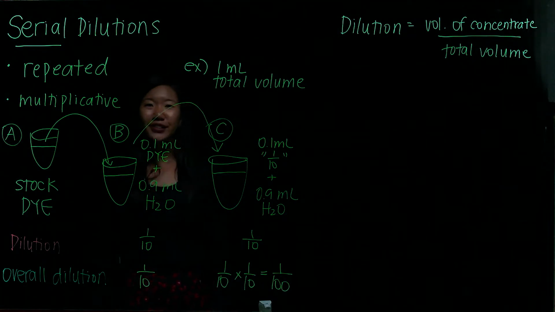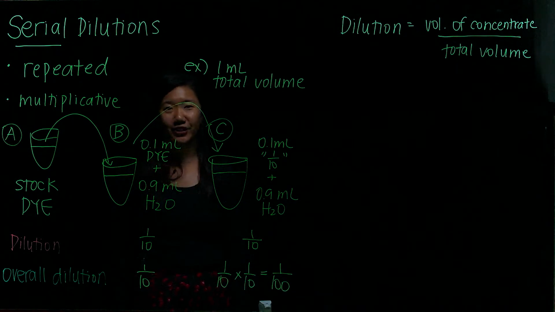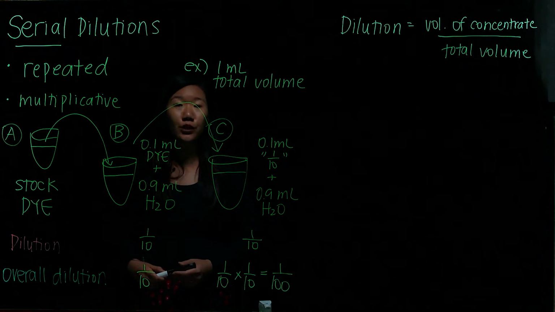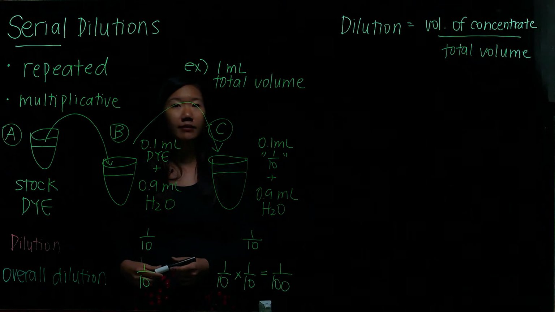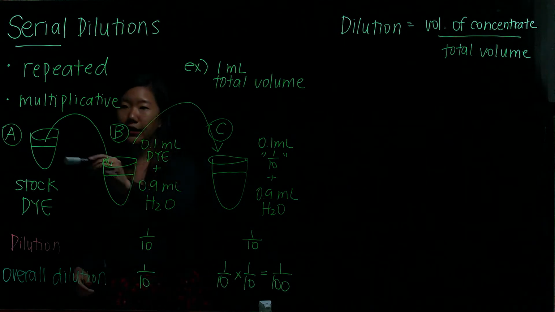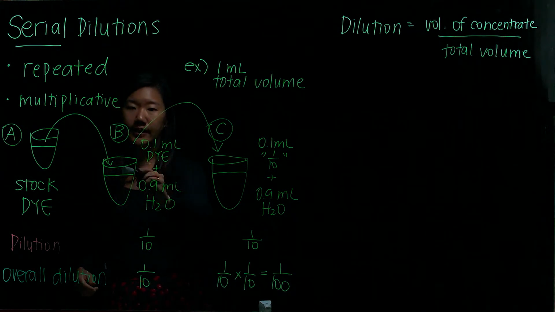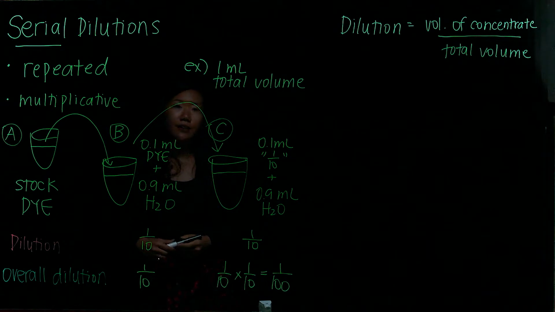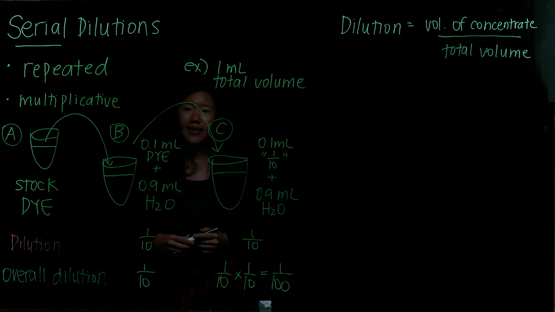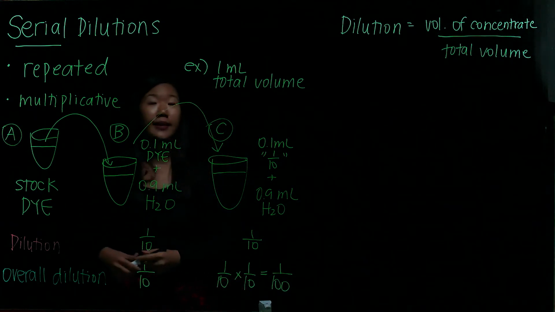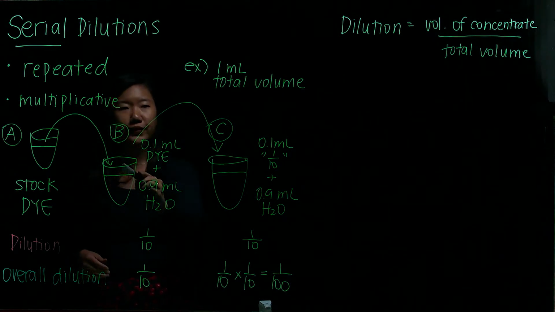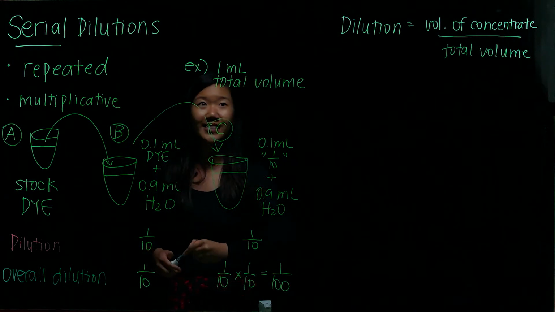You might be asking yourself, what are some possible applications of serial dilutions? Why wouldn't I just do a 1 to 100 dilution in a single step instead of doing a 1 to 10 dilution followed by a 1 to 10 dilution? In the case of a 1 to 100 dilution with these examples, you're right. You could do it in a single step, or you could do it using serial dilutions, 1 over 10, another 1 over 10 dilution.